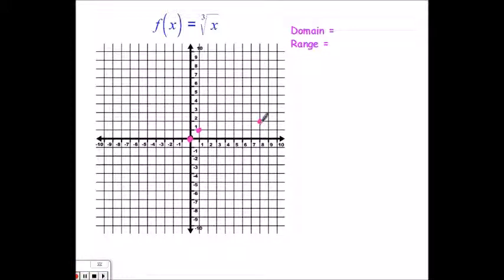It's not going to fit on this graph. If I had bigger graph paper, I would do it. But let's go to the other side. What's the cube root of negative 1? Negative 1. Negative 1 to the third power is negative 1. And then the cube root of negative 8 is negative 2.